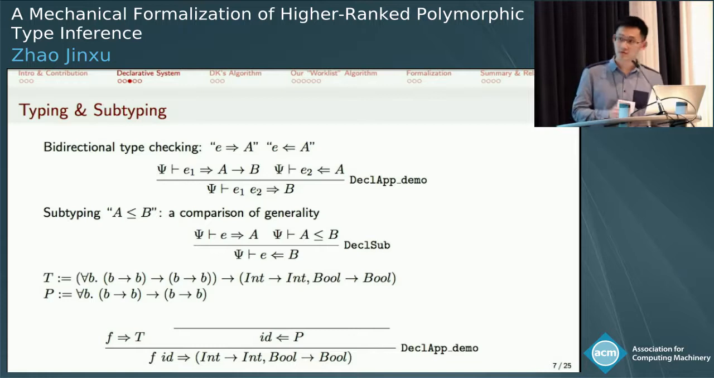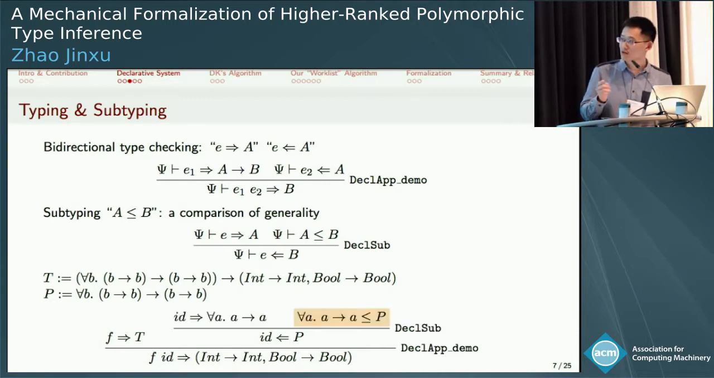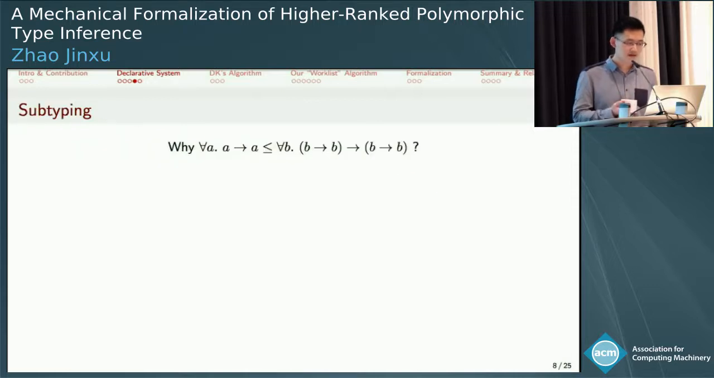And here is a subsumption rule. If you already know the thing you are checking, you first infer the type. The type of the identity function is forall a, a to a, and then check if the subtyping holds. And we're back to the problem. So why is this identity function more general than forall b, b to b? Again, the short answer is you just instantiate a with b to b, and they just match.